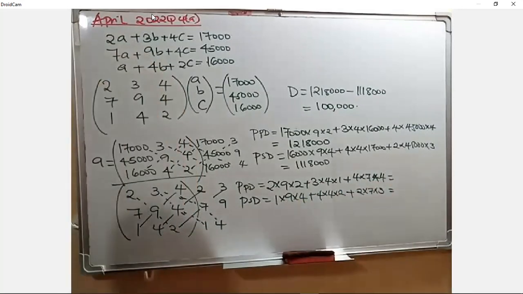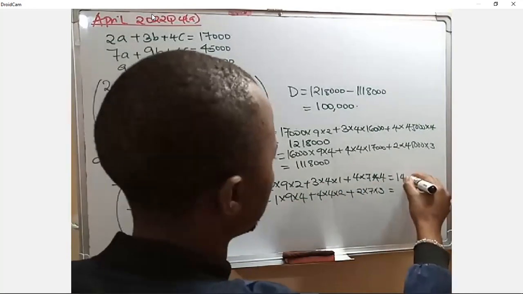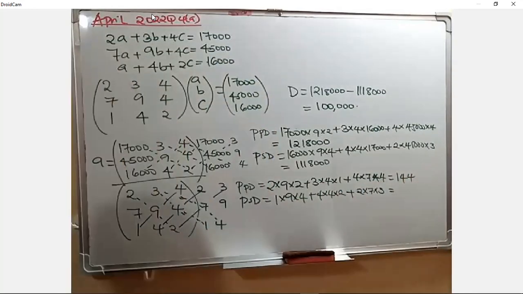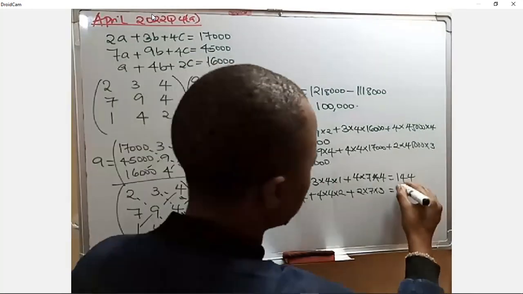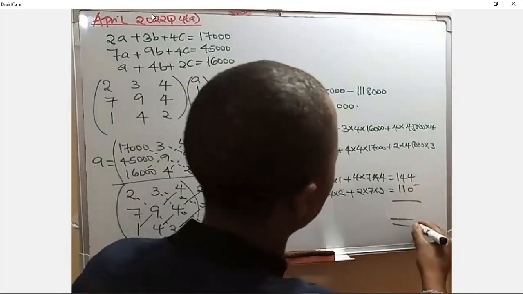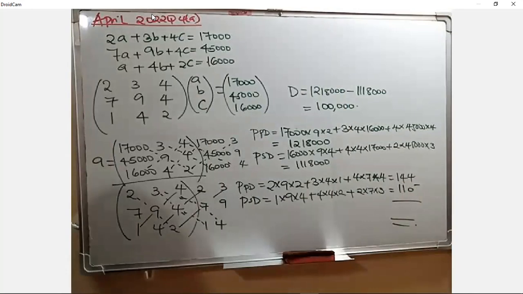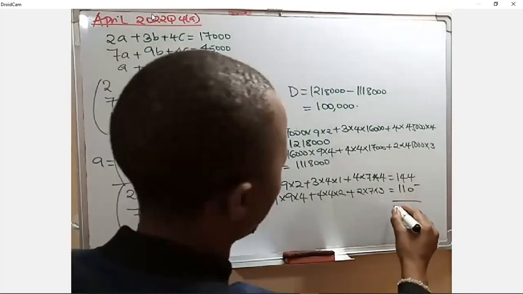Now we have 18 times 2, 36, plus 12, plus 28 times 4. We are getting 144 here. Then the second, for the secondary diagonal elements, we have 36, plus 16 times 2, 32, plus 6 times 7, 42. Getting 110. Subtract. How much are we getting here? 144 minus answer, I get 34.